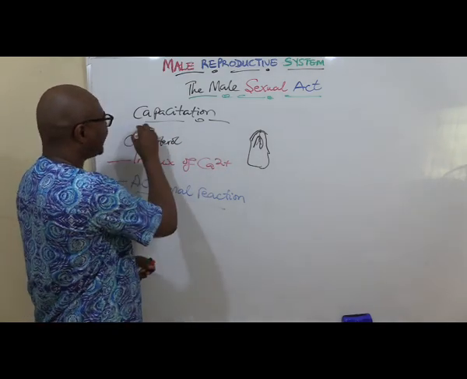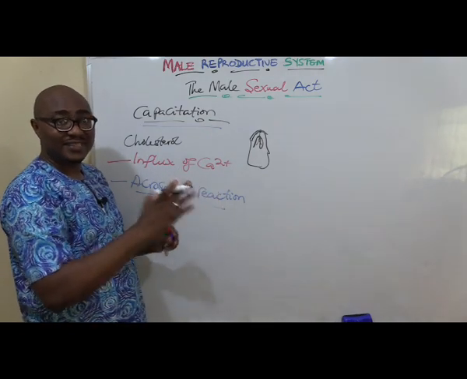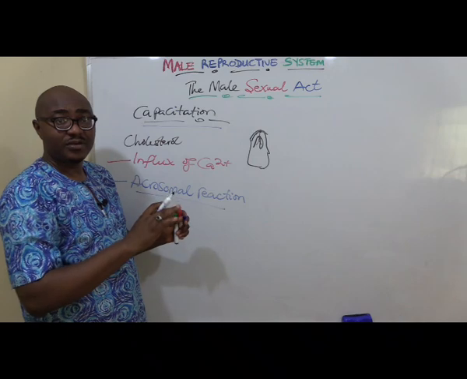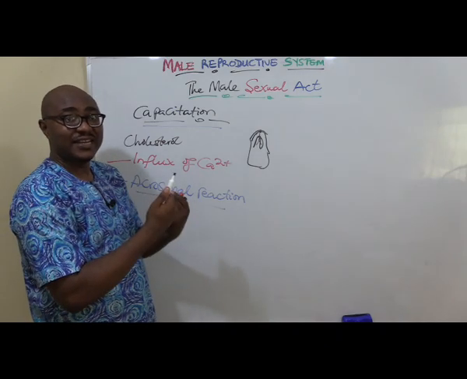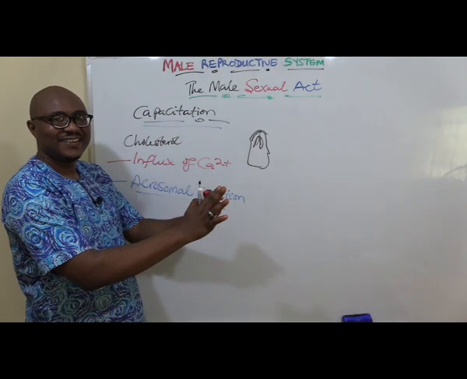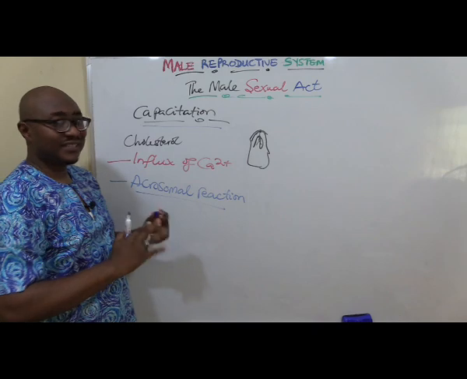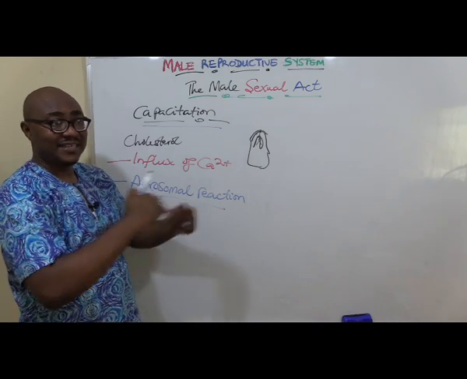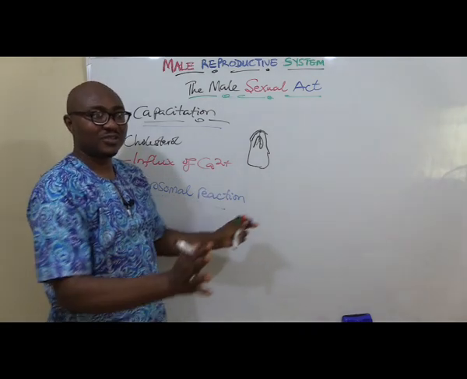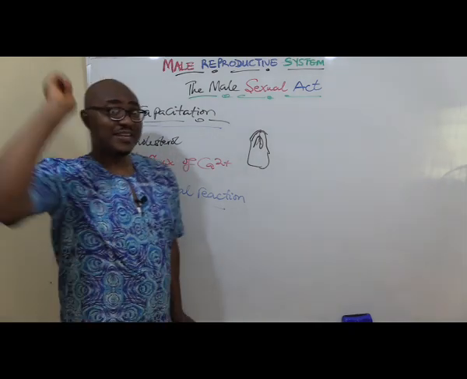These are the two basic things that happen while the semen is in the genital tract of the female, to make it really successful in fertilizing the egg. All right, so that brings us to the end of the male sexual act. The next thing, we're going to proceed to see what happens in the female. All right, so see you in the next video.